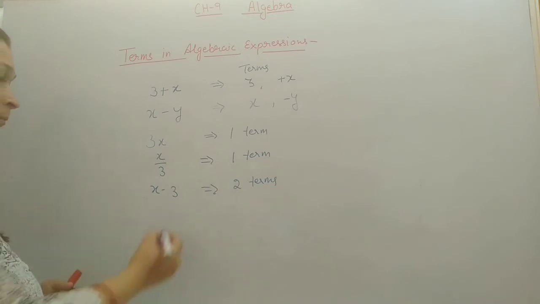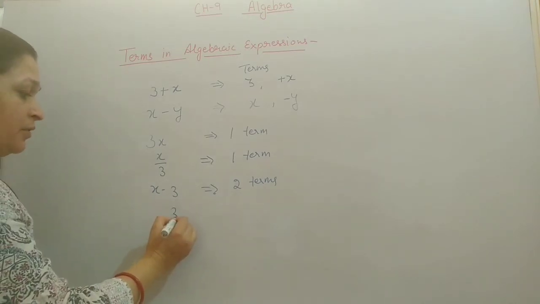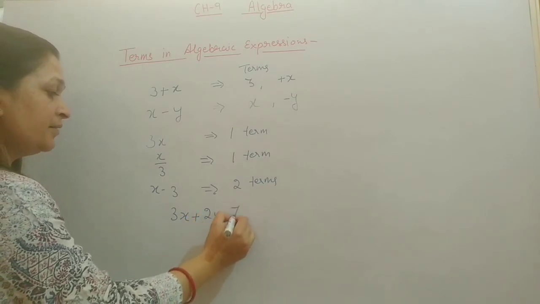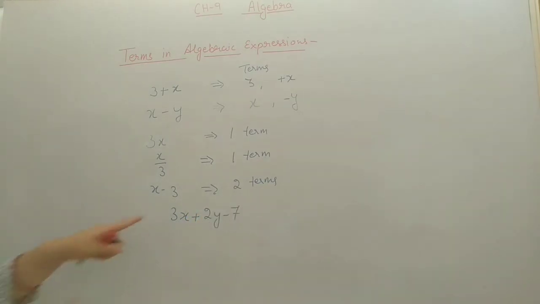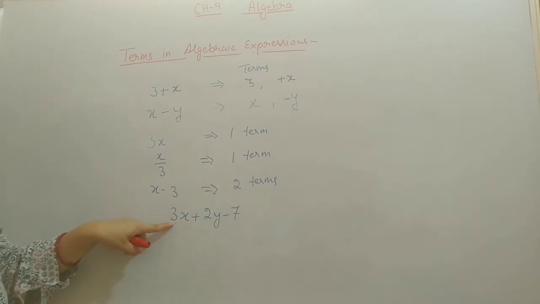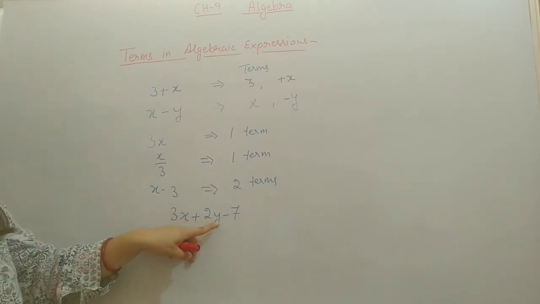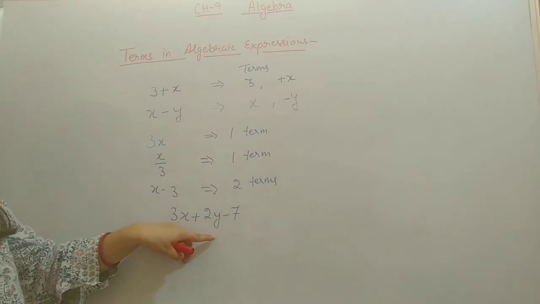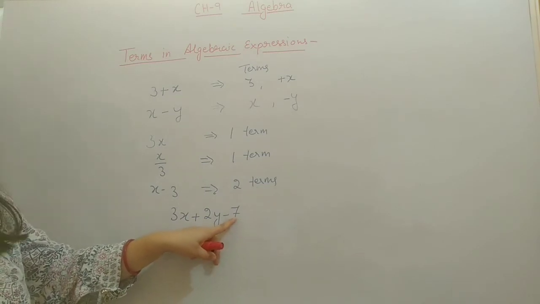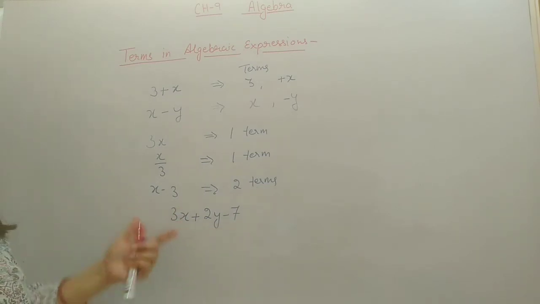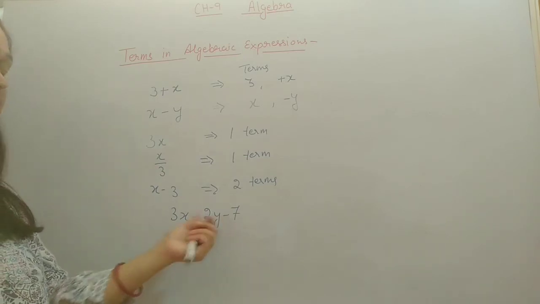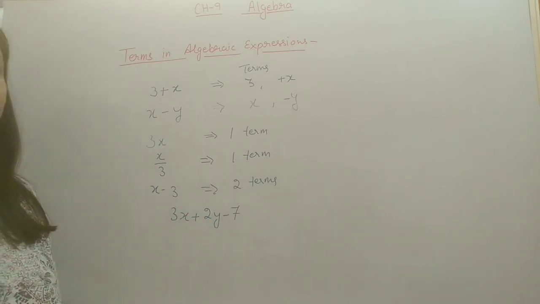For example, suppose you have 3x plus 2y minus 7. Now you can see here 3 and x are in multiplication, so this is one term. Then 2 and y also are in multiplication. This is one term. Last we have 7. That is one term. So in total we have three terms here. The first two are separated with addition. The last two are separated with subtraction.